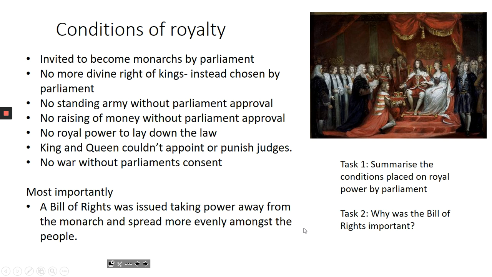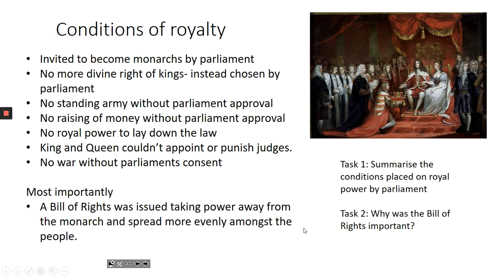Everything they want, every important decision they previously could have made, now has to be made with the permission and approval of Parliament. This puts Parliament, for the first time, above the king. So Parliament are now a higher status in terms of power than the king and queen. Most importantly, a Bill of Rights was issued, taking power away from the monarch and spreading it more evenly amongst the people. It's that Bill of Rights that we still have today. It's the Bill of Rights that stops the sitting monarch from abusing their power.